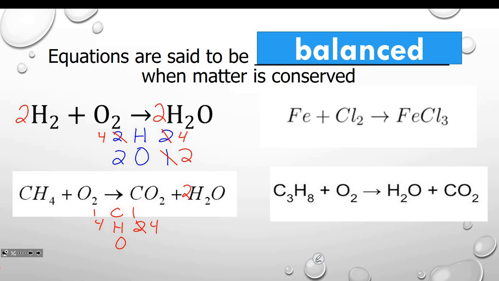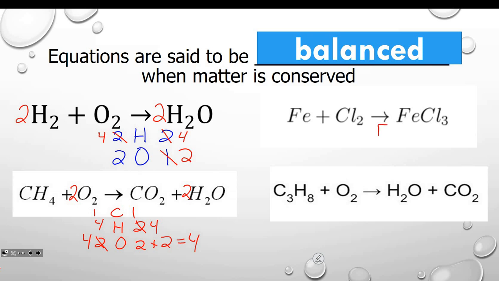On the oxygens, this is where it gets tricky. I've got 2 on the reactant side, but I have 2 plus another 2 on the product side, giving me 4. Well, that's pretty easy to fix too. I'll just put a 2 here. That changes it to 4, and I'm balanced. Okay, we're going to get more tricky as we go along.